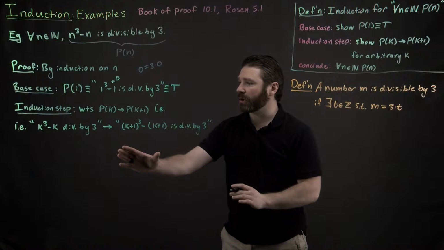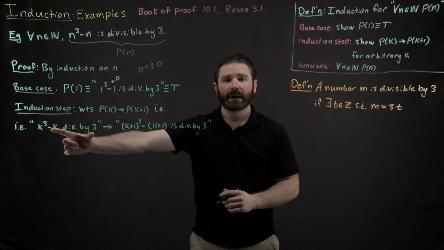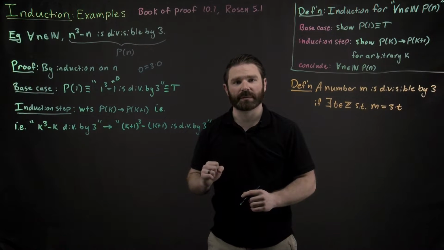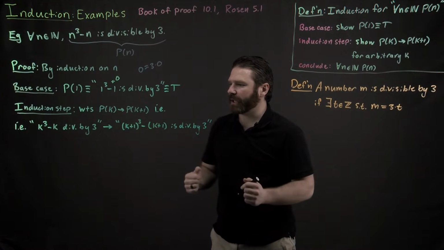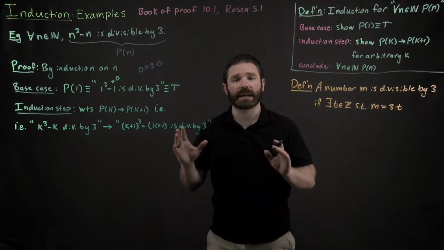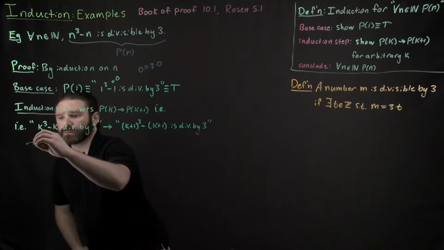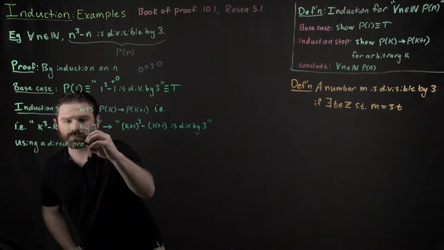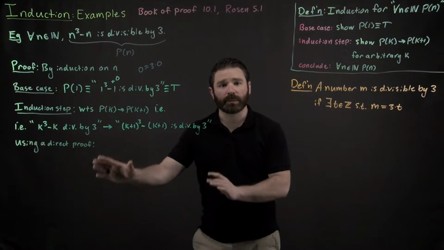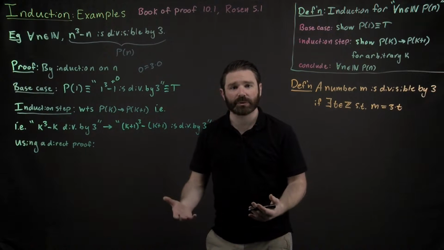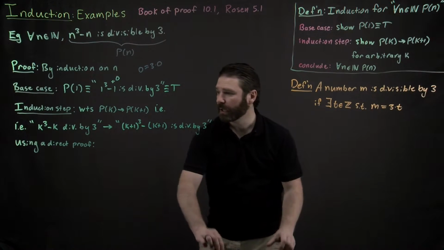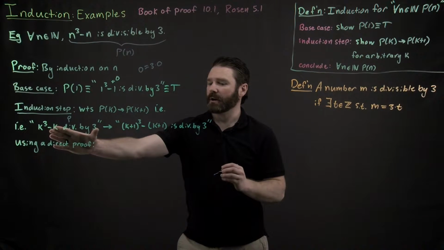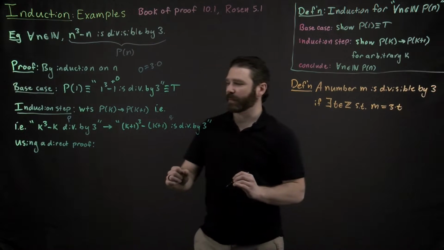So what we're really trying to show is that if k cubed minus k is divisible by 3, then this expression is also divisible by 3. So for the implication, I can prove it in a bunch of different ways, but I'm going to use a direct proof. And recall, in a direct proof, what we do is we assume that our hypothesis is true, and we want to show that our conclusion is true. So this, on the left-hand side, that little p right there, that is our hypothesis. This on the right-hand side is my conclusion.